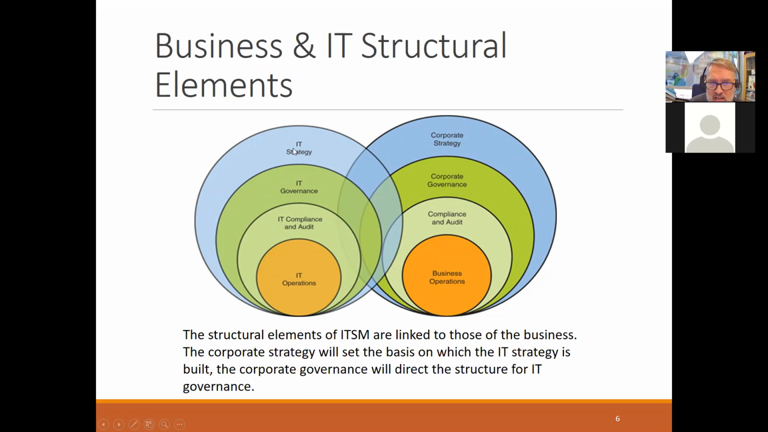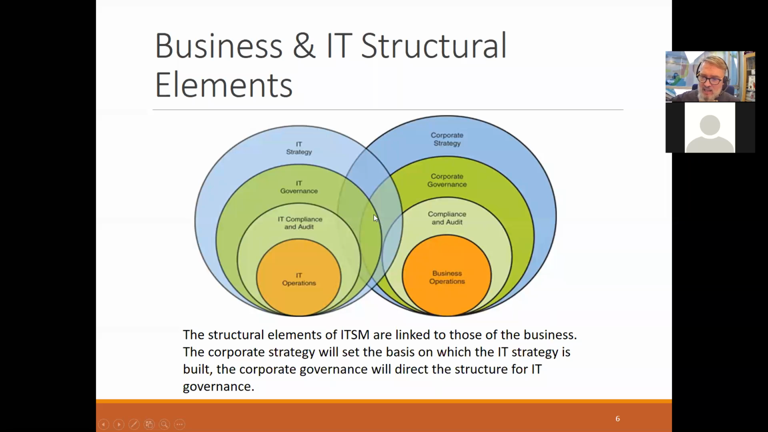And what you notice about each of them, we have IT strategy, corporate strategy. What does that mean? It means the corporate strategy is designed, and then the IT strategy takes its lead from the corporate strategy and develops its strategy to support the corporate strategy. Now, the IT strategy is not the exact same as the corporate strategy, but it does have significant overlap, and that's because it is supporting the corporate strategy.